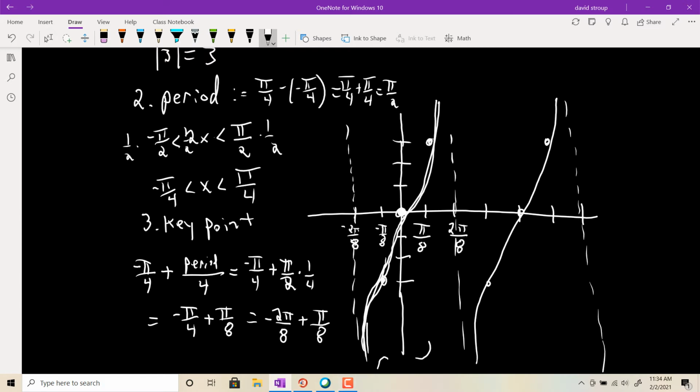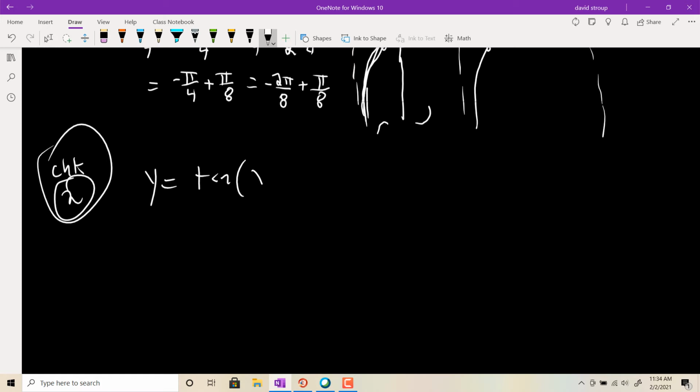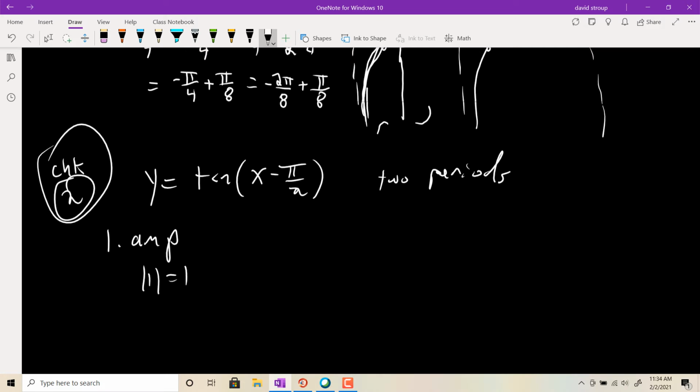Okay. Let's look at one more where we have this time a, quote unquote, phase shift. So this is checkpoint 2, and we have y equals tan of x minus pi over 2, and we want to do 2 periods. Okay, so first again the amplitude here is just 1.